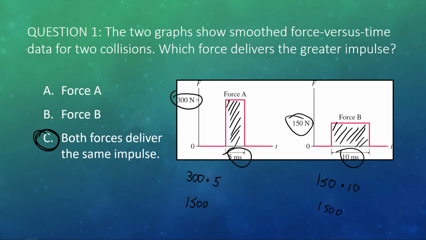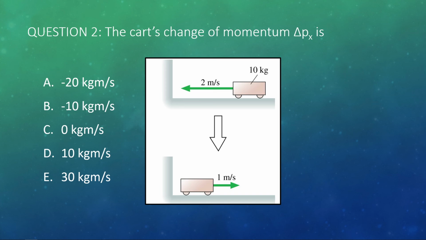One is taller but skinnier. The other one is flatter but wider. They are the same area. So they deliver the same impulse. All right, question 2. You're given a picture, and so it says the cart's change in momentum, delta P, is what?